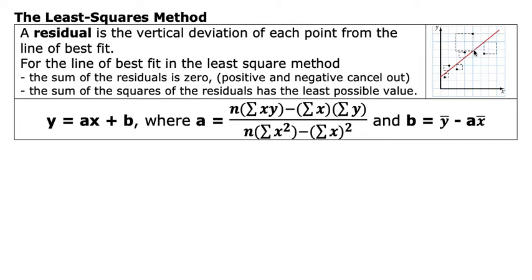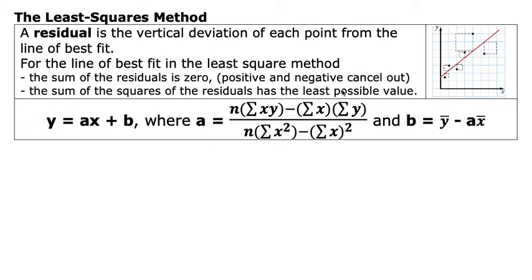And what we can do is look at the vertical deviations, that is y minus y estimate. Y minus y estimate in this case would produce a positive value because y is above the line of best fit. And in this case, y minus y estimate would produce a negative value. So if we were to add these, the positives and the negatives will be canceling each other out. For the line of best fit in the least squares method, the sum of the residuals is equal to 0. The positives and negatives cancel out. The sum of the squares of the residuals has the least possible value.